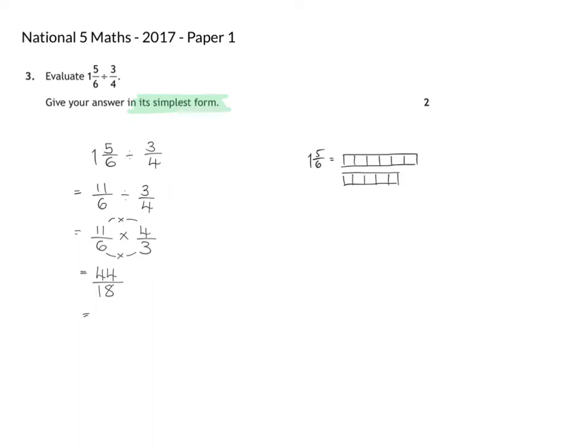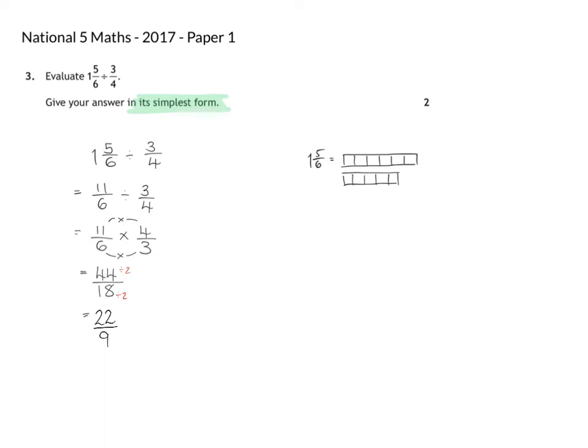We can see that both 44 and 18 are even, so that means we can halve them both. So I'm going to divide the top by 2, and I'm going to divide the bottom by 2 as well. So I end up with 22 on the top, and on the bottom, 18 divided by 2, which is 9.